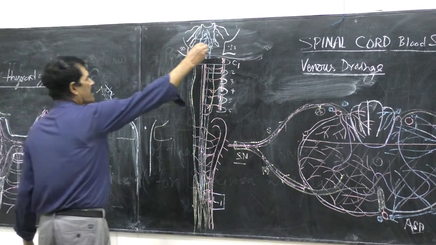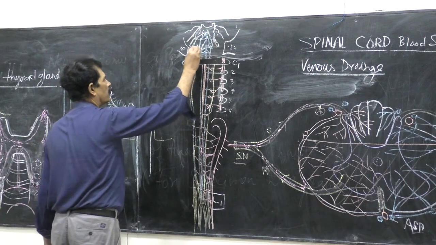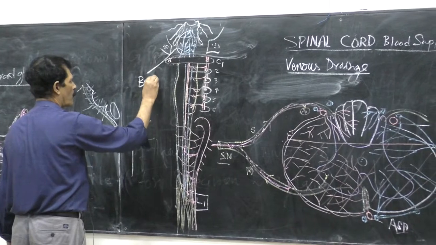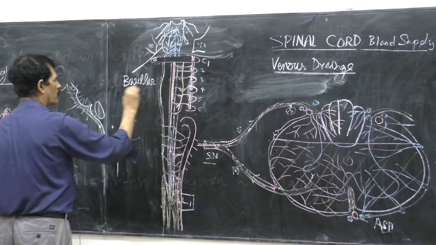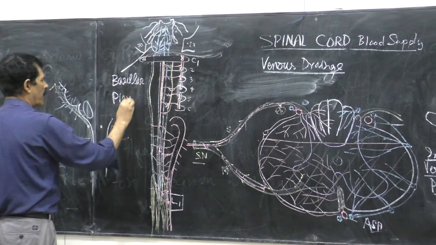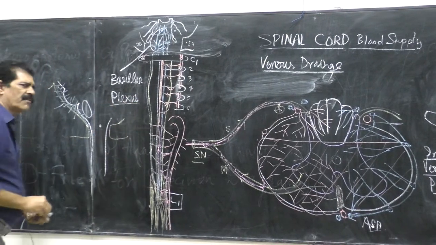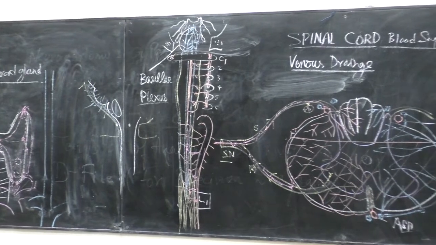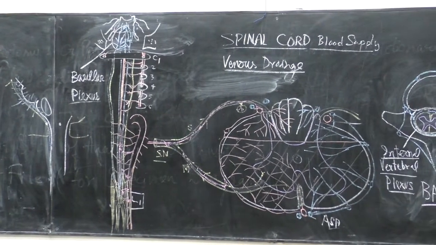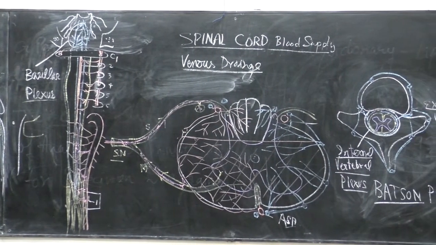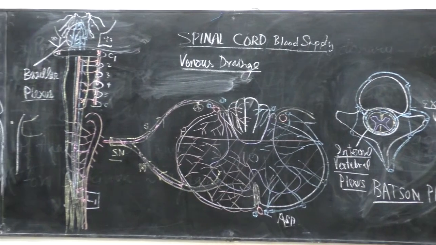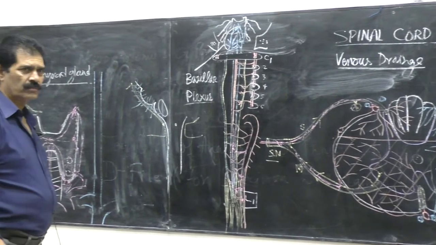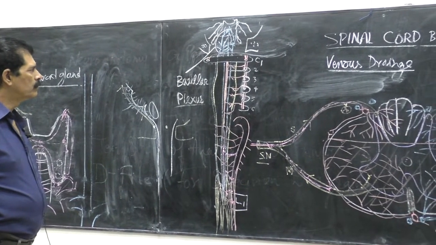And on the clivus, a plexus is formed, and this is called the basilar plexus. So the basilar venous plexus is found on the clivus. This basilar venous plexus also lies on either side of the basilar artery of the pons.